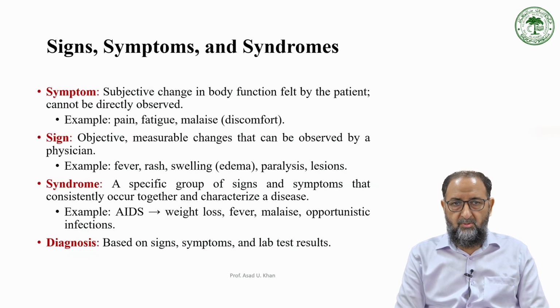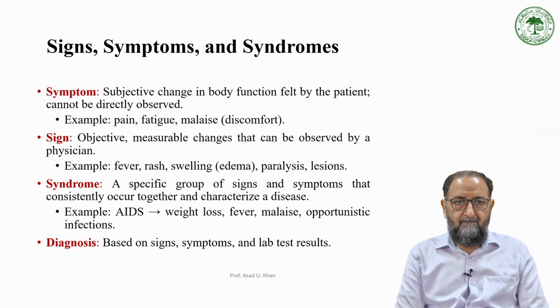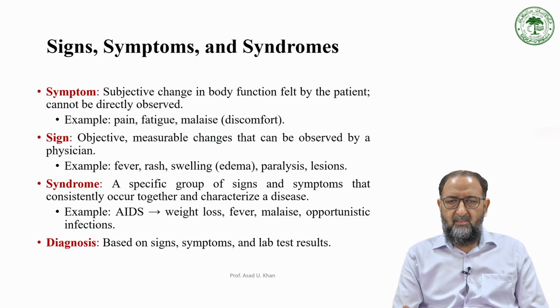Signs, symptoms, and syndromes, right? What are the different signs? What are the different syndromes? And what are the different symptoms? So symptoms we call subjective changes in body functions felt by the patient, which cannot be directly observed. For example, pain, fatigue, and malaise like discomfort. Signs are objective, measurable changes in the body observed by the physician, for example, fever, rashes, swelling like edema, paralysis, lesions. So these are all signs.